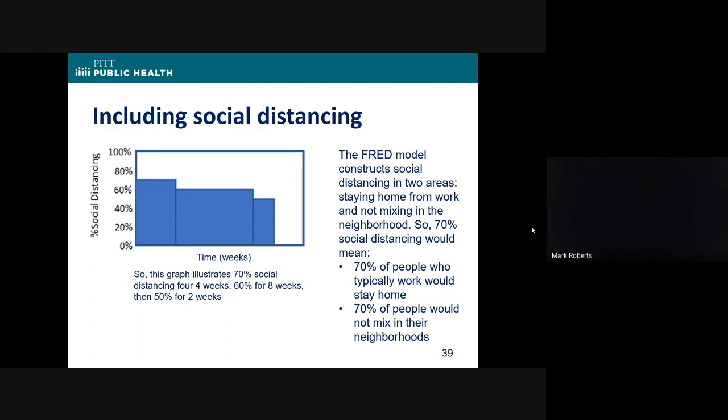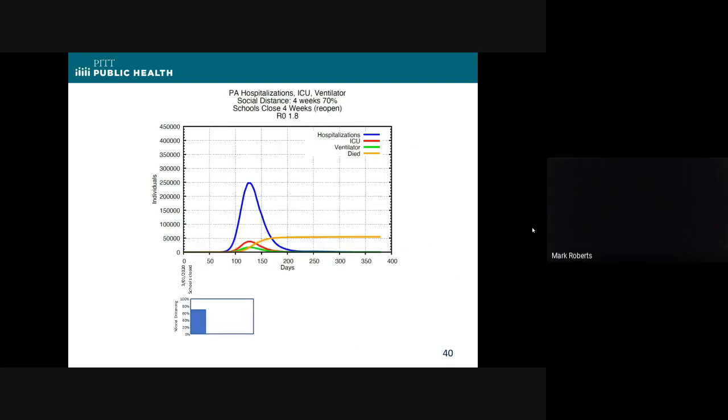And then schools are different. You either have schools open or schools closed. And in our simulations, because in Pennsylvania schools have been closed for a long time, schools are always closed. So here you see an example of social distancing that starts at 70%, after a month goes down to 60%, and then goes down to 50% for 2 weeks. And we've done lots of different examples of different kinds of social distancing.